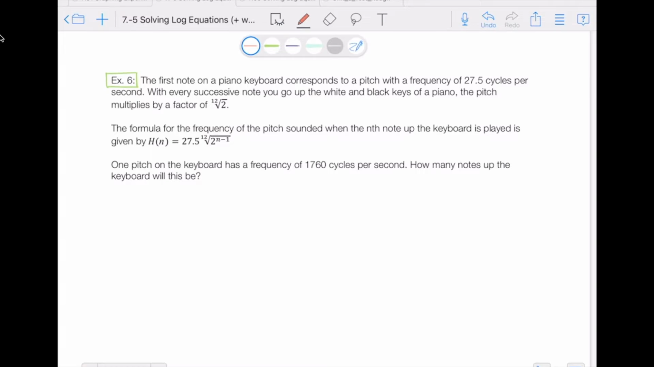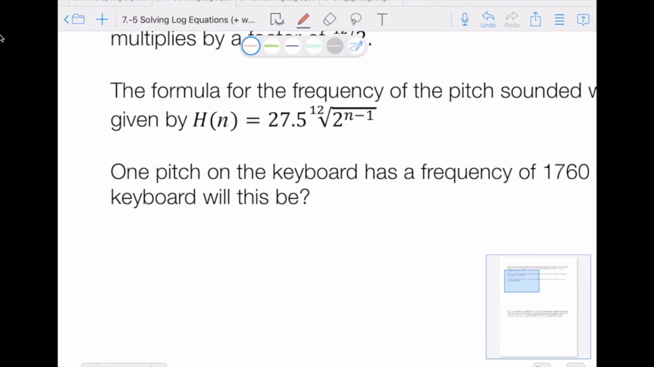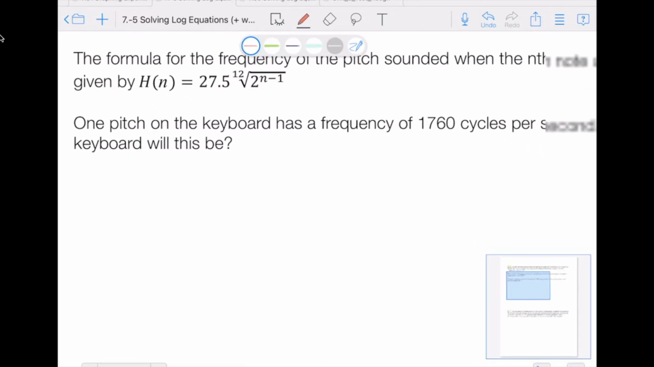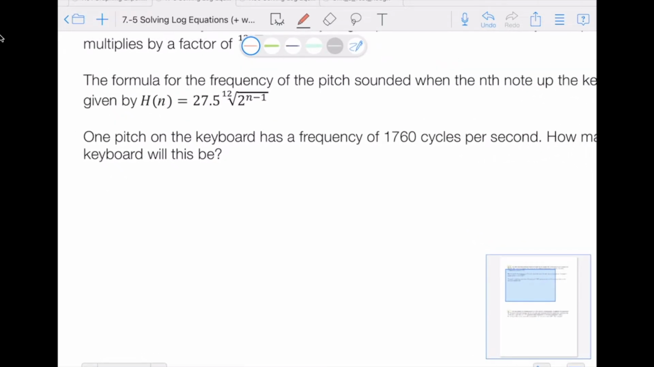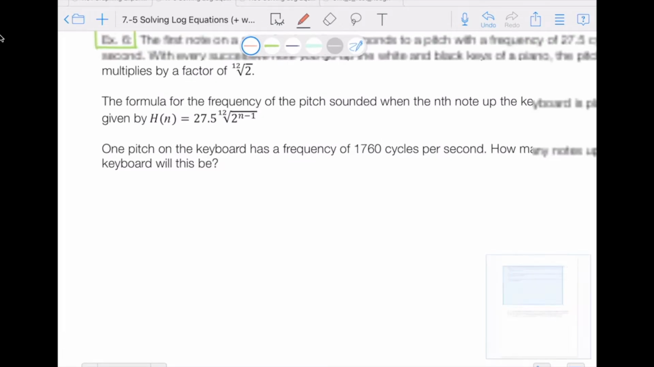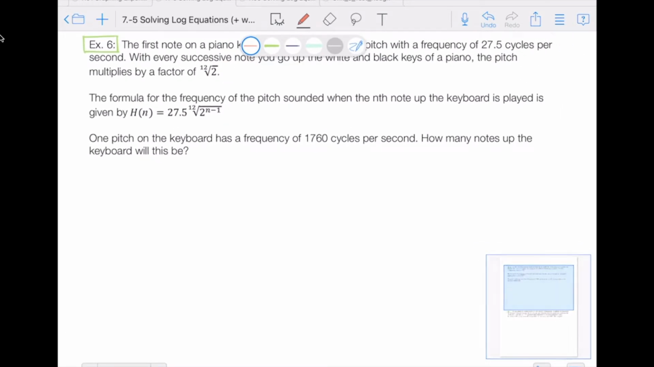So the formula for the frequency of the pitch sounded when the nth note of the keyboard is played is given by this function right here, a super messy looking function. So if one pitch on the keyboard has a frequency of 1760 cycles per second, how many notes up the keyboard will this be? If you counted from the very left, if that's note 1, and then we kept counting up, we want to figure out which note on the keyboard has a frequency of 1760.